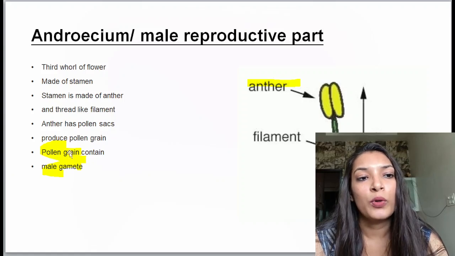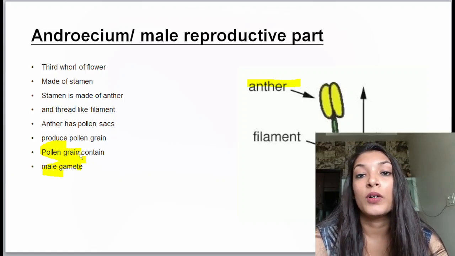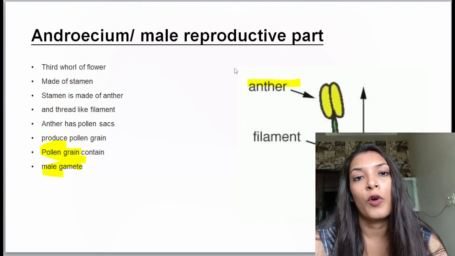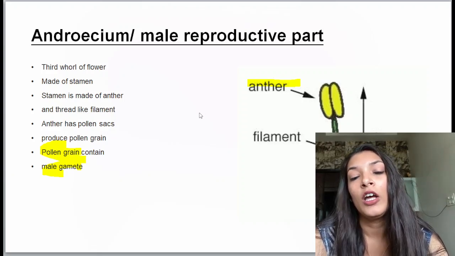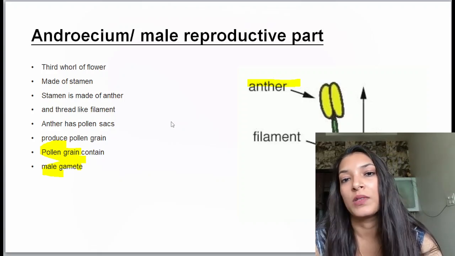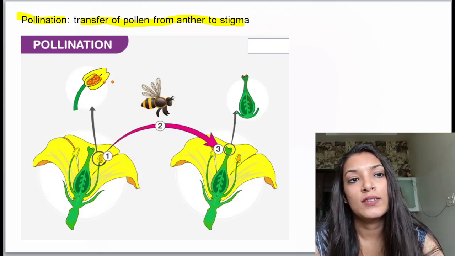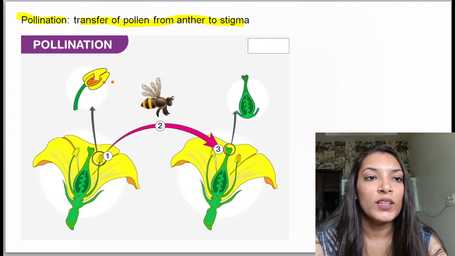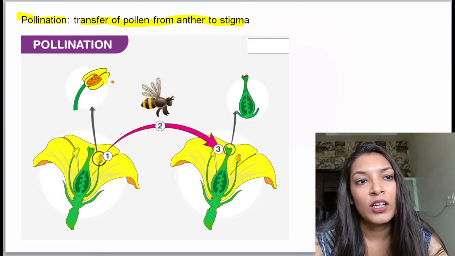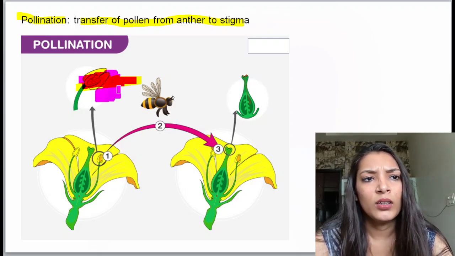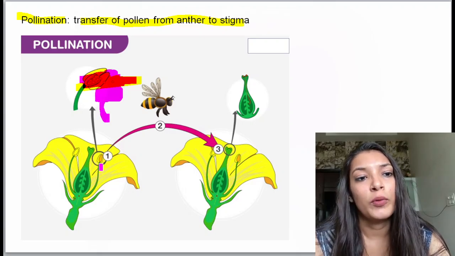Alright. So now this pollen grain, in order to carry on the reproduction, needs to be transferred from the stamen, that is the male reproductive part, to the female reproductive part, which is the pistil or the carpel. Here you can observe that this is your stamen, and this is the anther part of the stamen. Now within this anther, you can see these spherical bodies, right? These spherical bodies are your pollen grains. Now these pollen grains are being transferred from the male reproductive organ to the female reproductive organ.